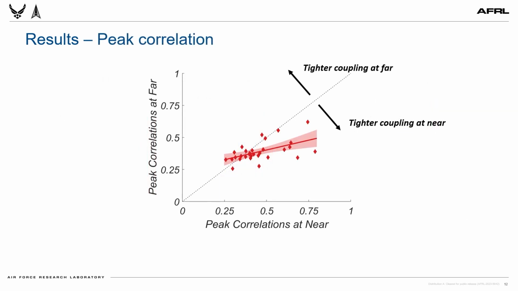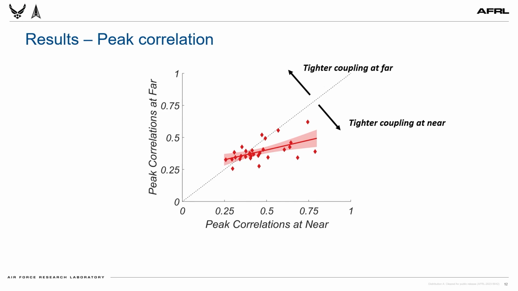So what I'm showing you now is those correlations averaged at the individual level. So just the mean correlation for all the trials that a particular individual did. On the x-axis is each individual's correlation in the near viewing condition. On the y-axis is that response in the far viewing condition. And you can see they're pretty tightly correlated with one another.